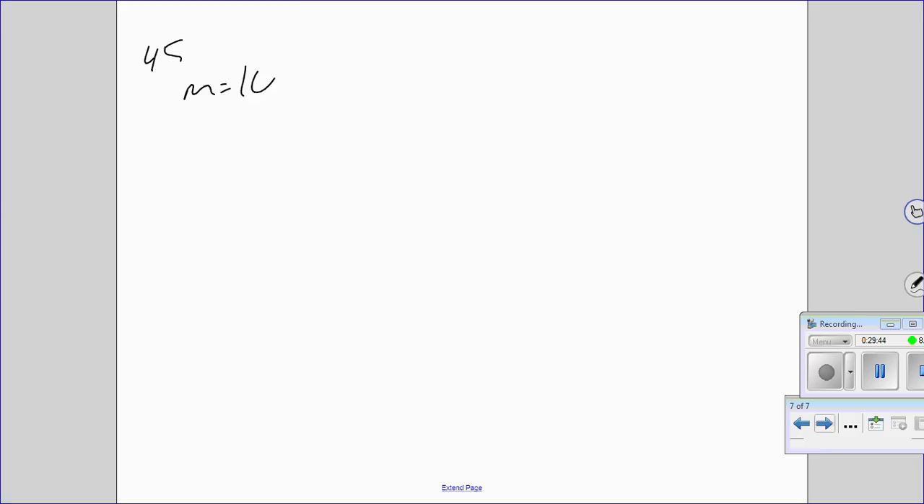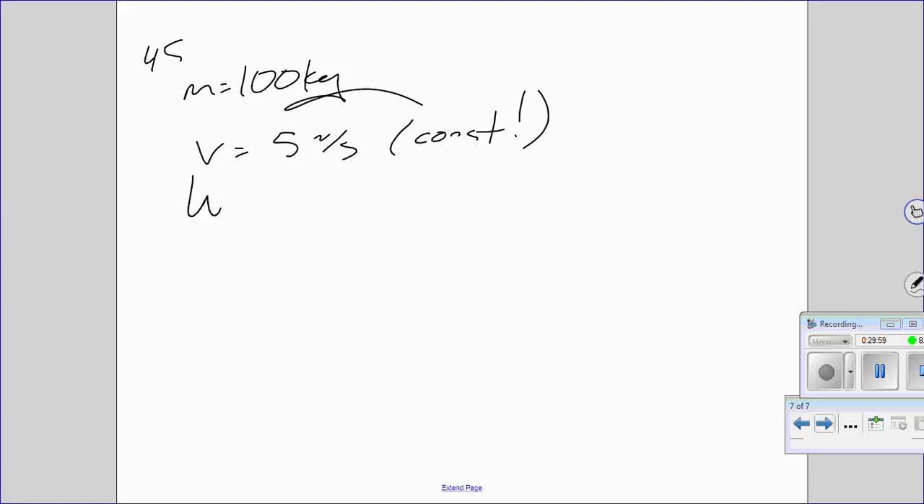Mass, 100 kilograms, is pulled at a constant speed, v equals 5 meters a second. Constant. That means automatically that my net work and my change in kinetic energy are 0. I hope that proves to be helpful.